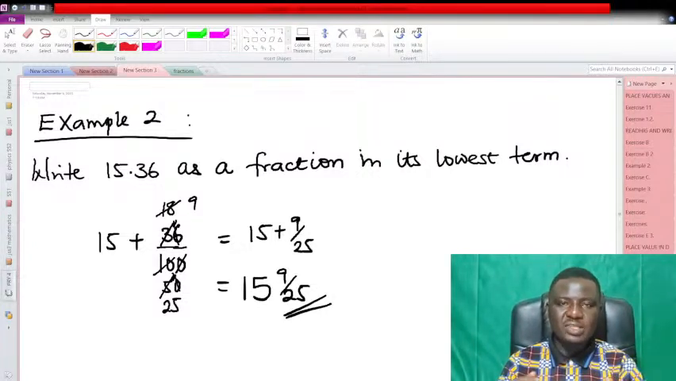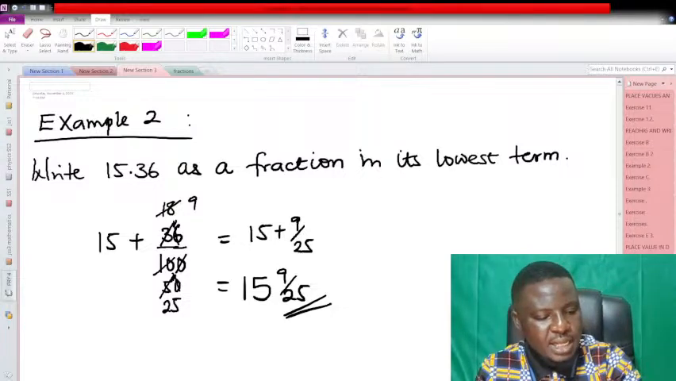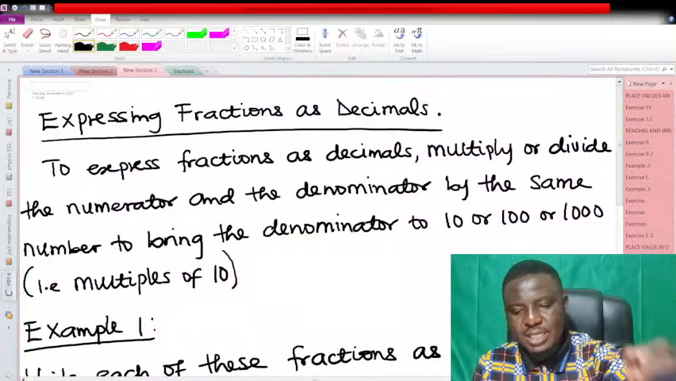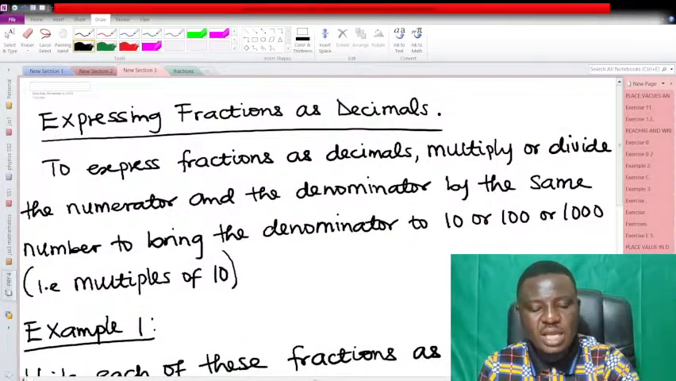We shall now take the next subtopic, which is expressing fractions as decimals.